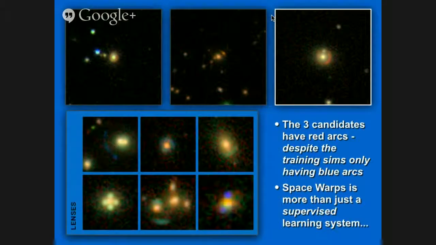So perhaps for me, the most interesting thing about this result is that these three lens candidates all have red lens features, but the training set that we provided all have blue lens features. So this is maybe some hint that Spacewarps is capable of operating in some sort of unsupervised way. That is, we gave a bad training set, and the citizens still managed to find the lenses.